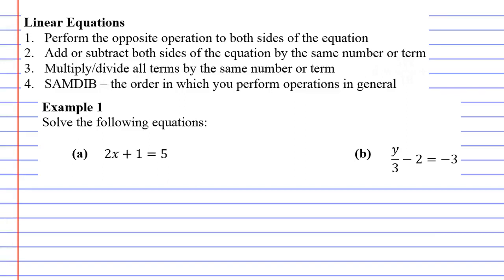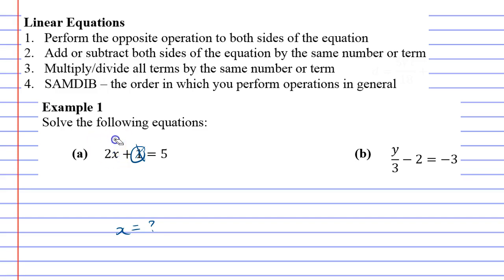Linear equations, example 1. Alright, so we've got two questions here, questions A and B, that we're going to solve, and we're going to use these 4 steps. If we look at question A, we've got 2x plus 1 equals 5. The goal for solving equations is to figure out what x equals. The way to do that is to get rid of all the numbers that are around the x. I want to get rid of the 2, and I want to get rid of the 1, because once I've done that, it will say x equals.